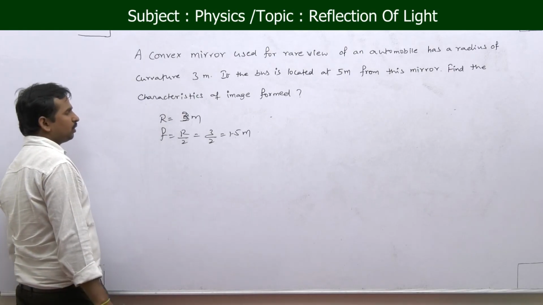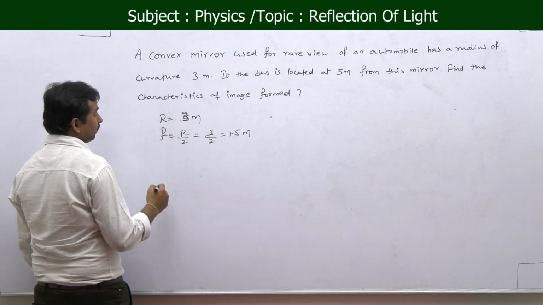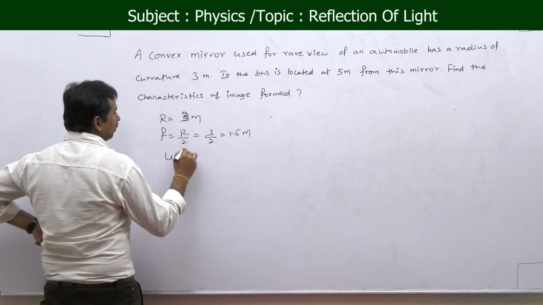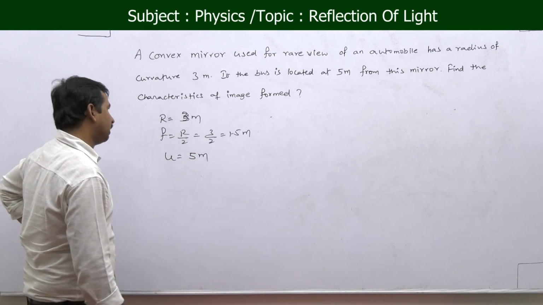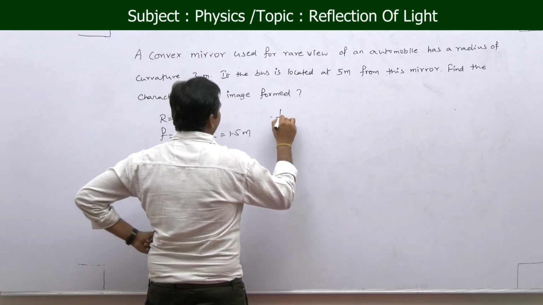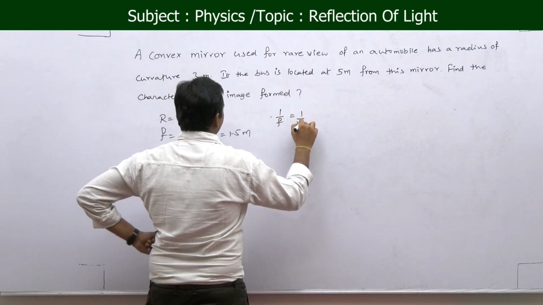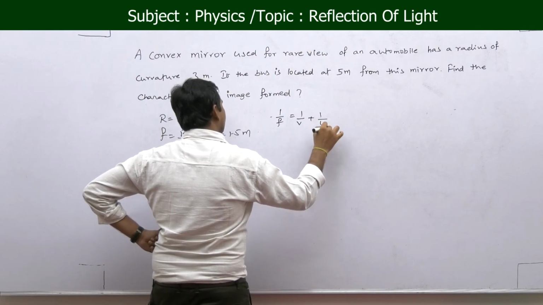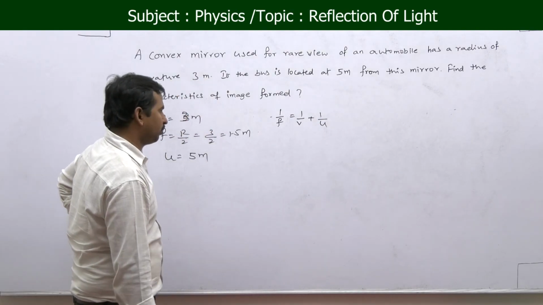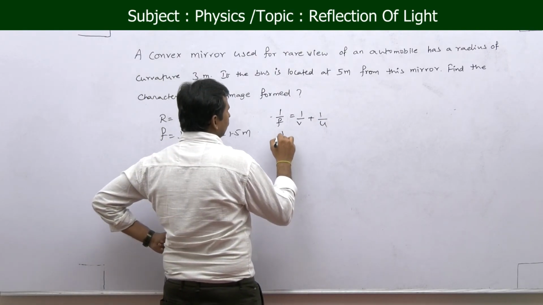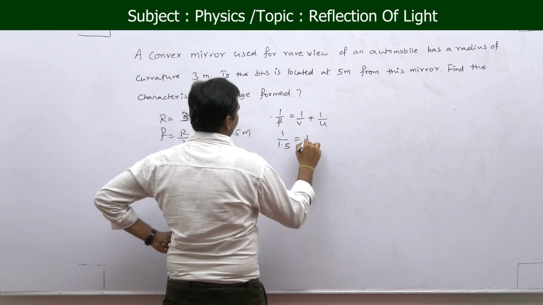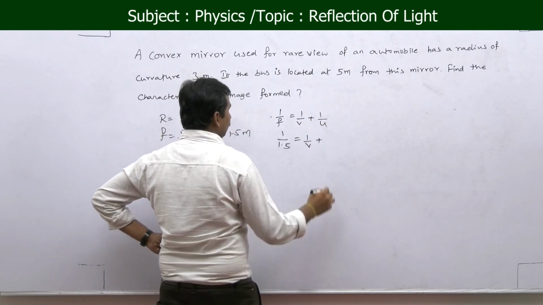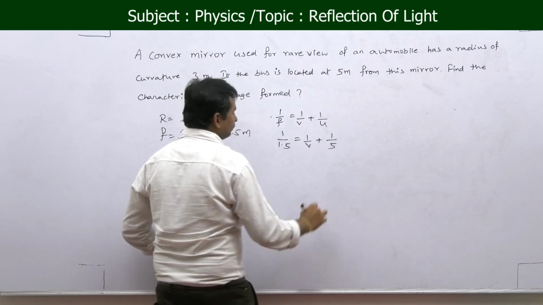As the focal length is 1.5 meters, the bus, which acts as the object, is at 5 meters from the mirror, so we have the u value also. According to our mirror formula, 1 by f is equal to 1 by v plus 1 by u. The f value is 1.5, and u is 5 meters.